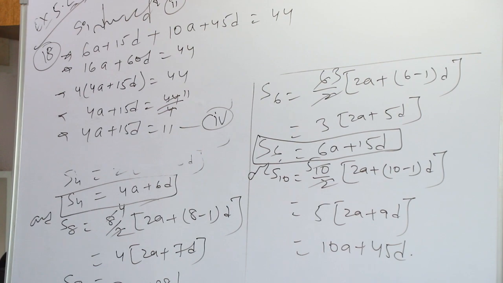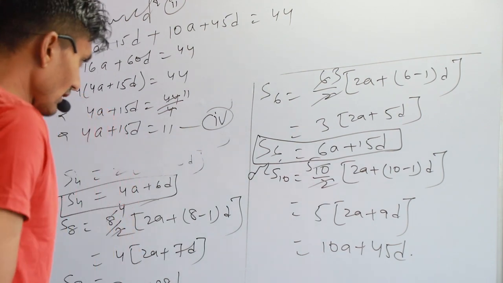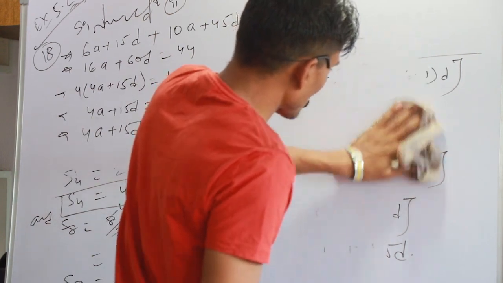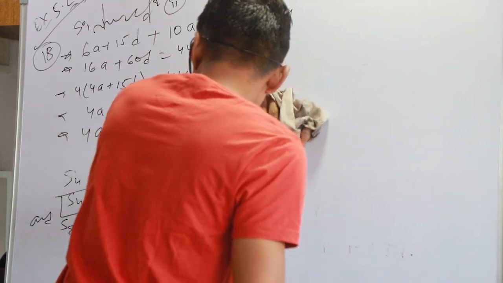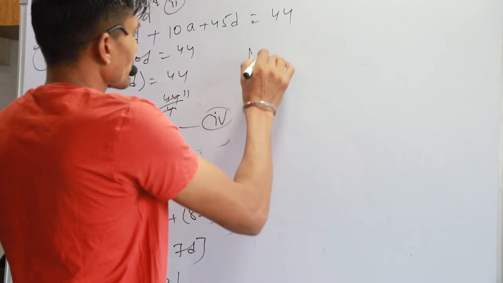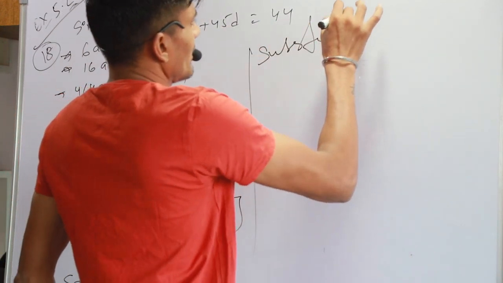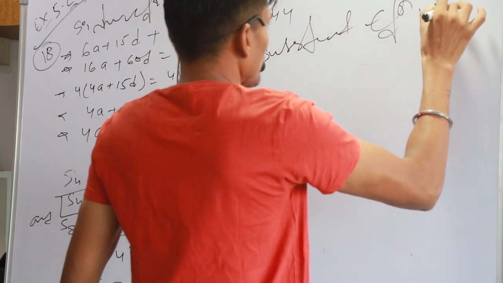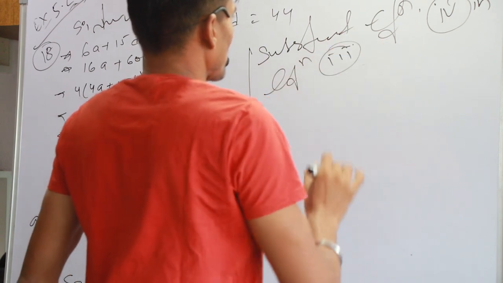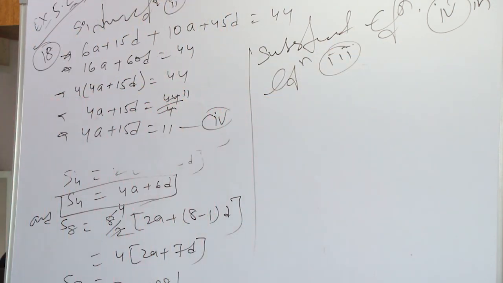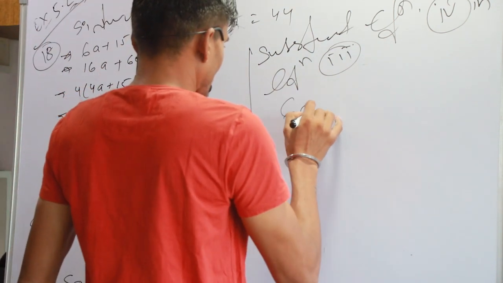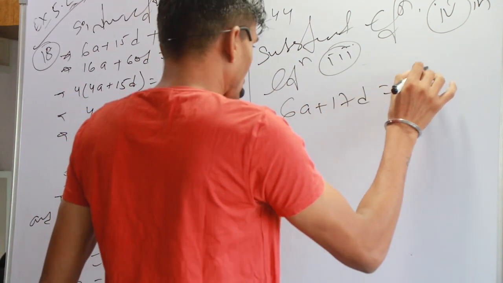Now from equation 3rd and 4th, we subtract equation 4th from equation 3rd. What do we do with equation 4th? We subtract it. From which? From equation 3rd. What is equation 3rd? 6a plus 17d is equal to 12.